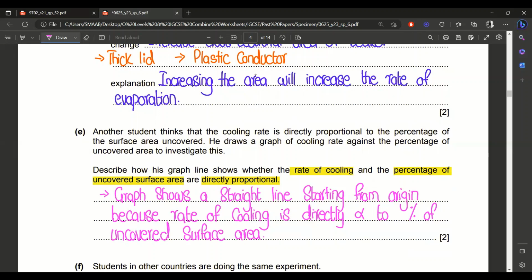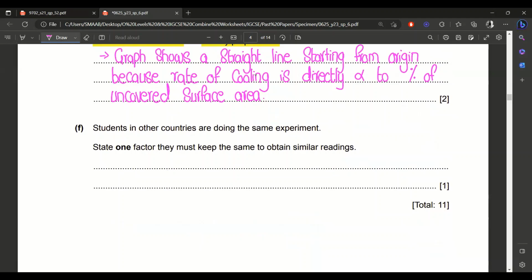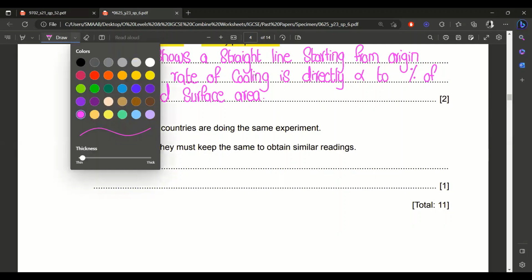Moving towards part F, that is the last part of this question, which is of 11 marks. We solved the question, and that was very easy. And we didn't know that we had solved the question of 10 marks till now. A student in another country is doing the same experiment. State one factor they must keep the same to obtain similar readings. The same volume of liquid? Same volume of liquid, very good.